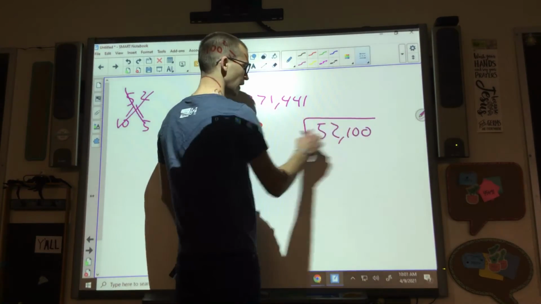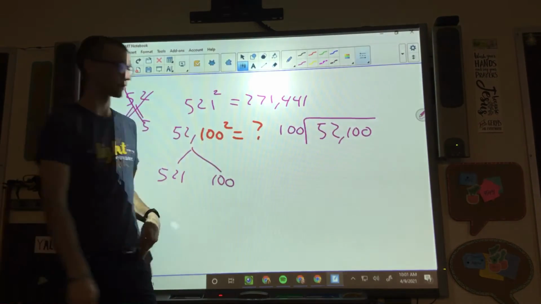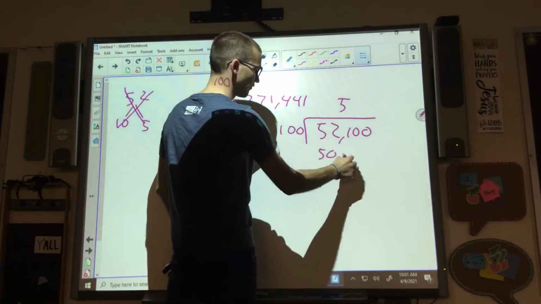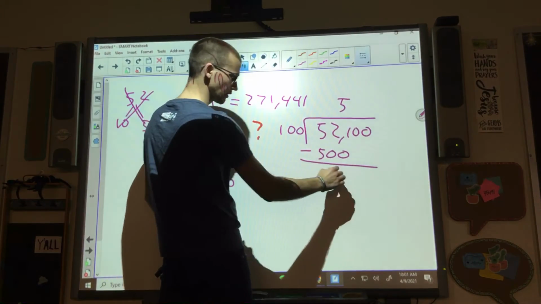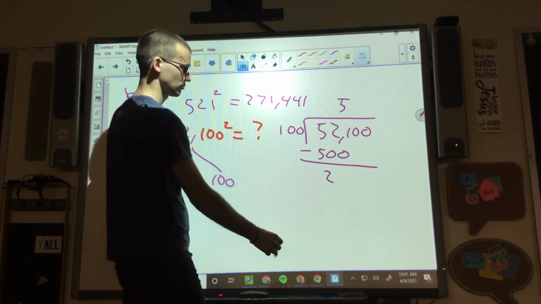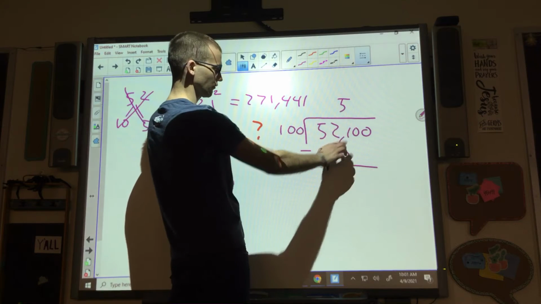52,100. If I divide it by 100, 100 goes into 521 how many times? 5 times. 5 times 100 is 500. I subtract, I bring down the 2. 100 does not go into 2.